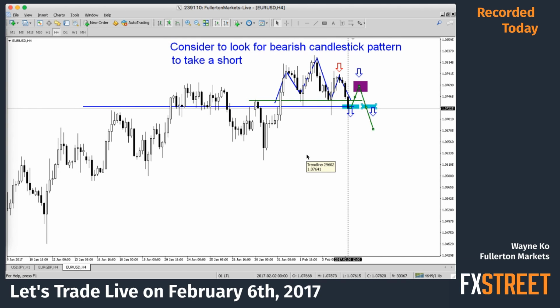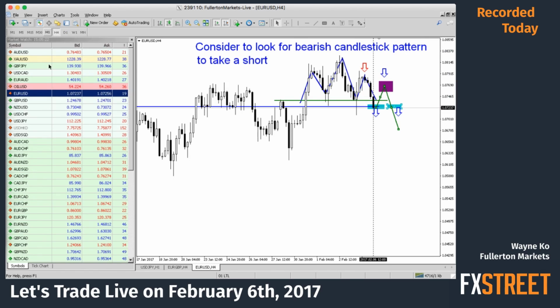Okay, that's Euro Dollar H4 among all the time frames. I think this is the time frame that I want to trade. Okay, let's look at another suggestion. Kiwi Yen. Okay, let's look at the Kiwi Yen. The request is to look at M30.